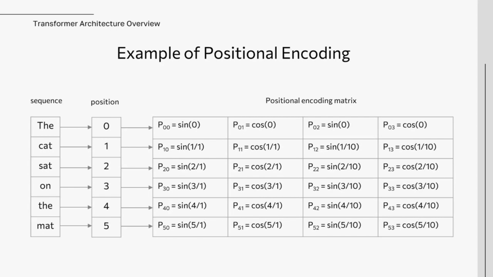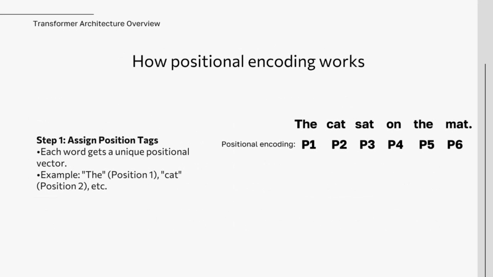Now let us try to understand how it works. So the first step is to assign position tags. Each position in the sequence is assigned a unique tag through positional encoding. For instance, in our sentence, the first word has been given a positional encoding which is being represented by P1, and the positional encoding for the second word is being represented by P2, and so on.